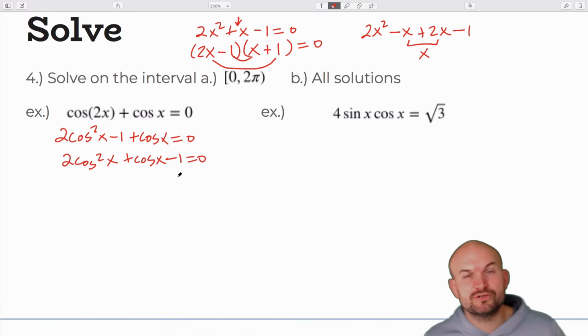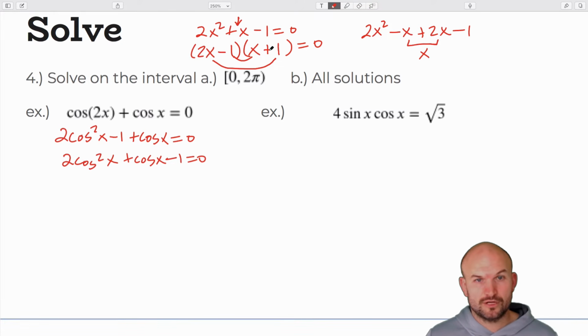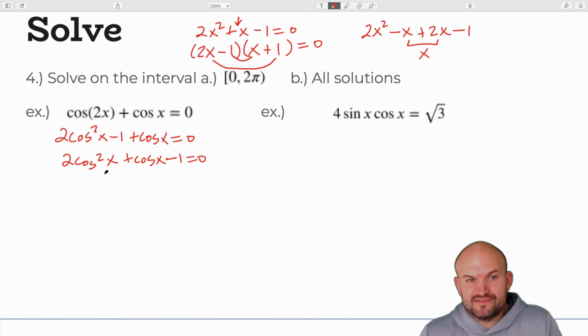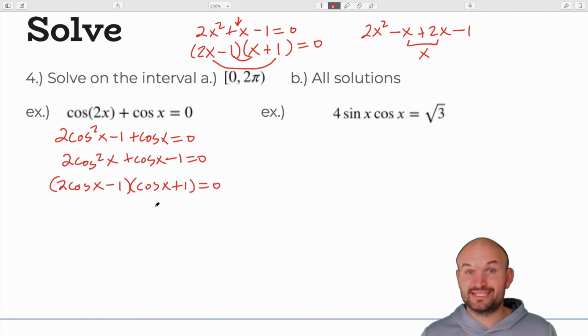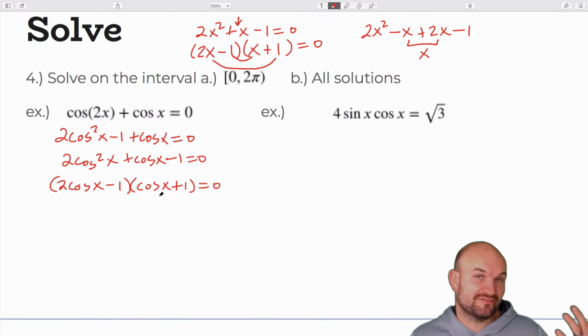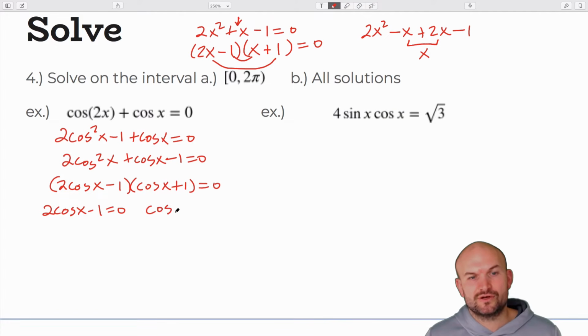Now, all we're simply going to do is rewrite the factored form with cosines of x. So we'd have 2 cosine of x minus 1 times cosine of x plus 1 equals 0. Now we can apply the zero product property, right? Because if we have a product equal to 0, we can apply the zero product property. So therefore we have 2 cosine of x minus 1 equals 0, and we have cosine of x plus 1 equals 0. Therefore, cosine of x equals positive 1/2. Cosine of x equals -1.